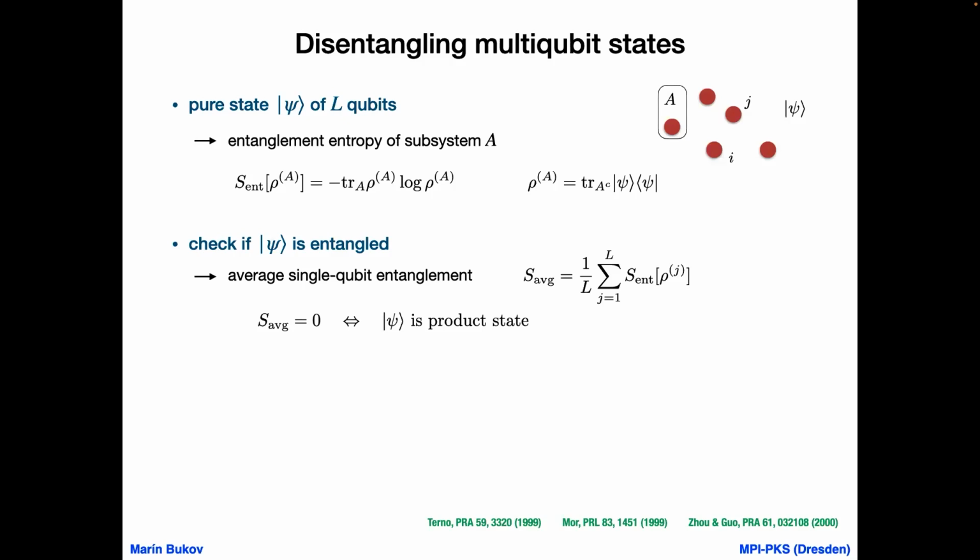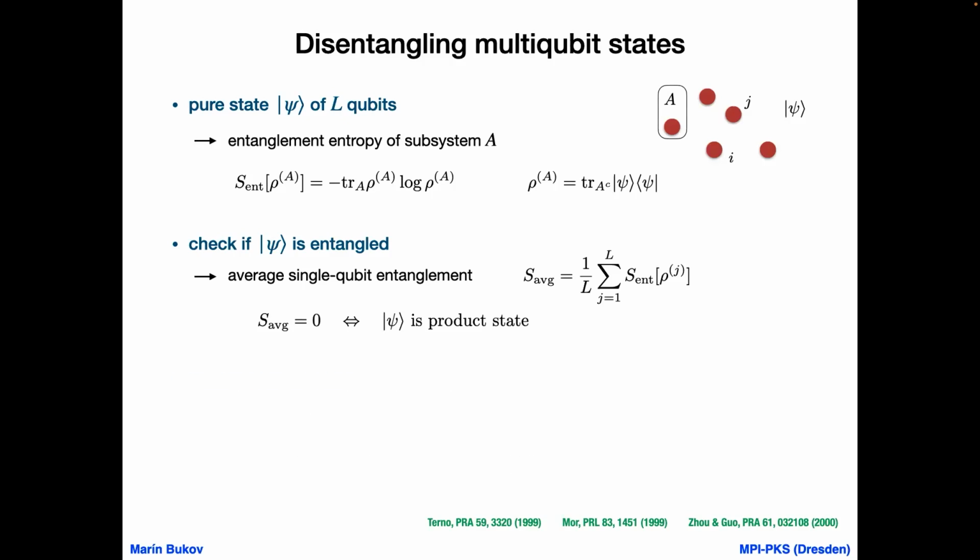Okay, so once again, we have a multi-qubit state psi, and the idea is to check whether it's entangled. It is a product state if and only if this average single qubit entanglement is 0. And you can see this straight away. If psi is a product state, then there's no entanglement whatsoever. Therefore, those terms are going to be 0 individually, and so is the sum. If you find that the sum is 0, then since the entanglement entropy is a non-negative number, it means that all those summands have to be 0 individually, but if they're 0 individually, then psi is a product state. So that's how you see that.